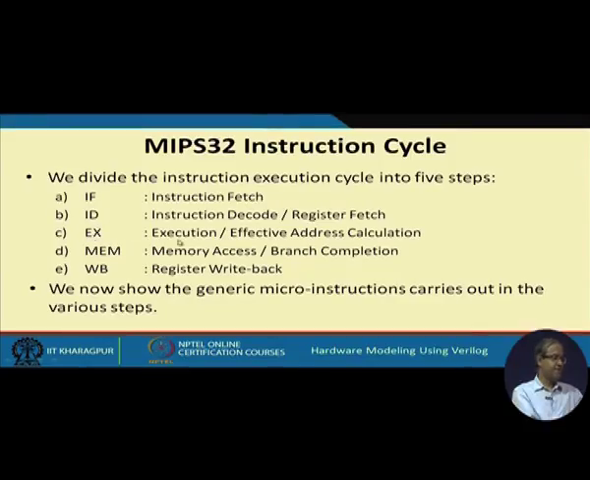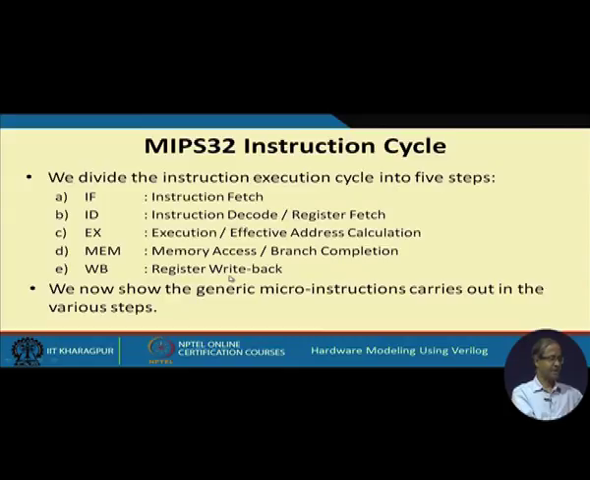In the EX stage, for such load and store instructions, we can also do the effective address calculation. Then in MEM, we can actually do the memory access, read and write from memory, and also for a branch instruction, we can decide whether to branch or not. And the last stage, WB, is register write back. Let us say I have an add R1, R2, R3 instruction. So, R2 and R3 will be added, and the result will be stored in R1. Storing the result in R1 takes place in the WB stage, the last stage. WB stands for write back, register write back.